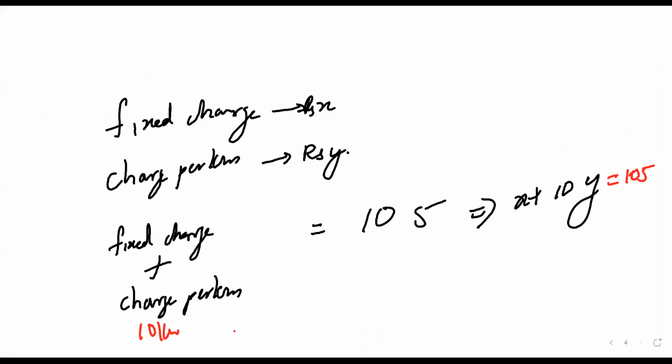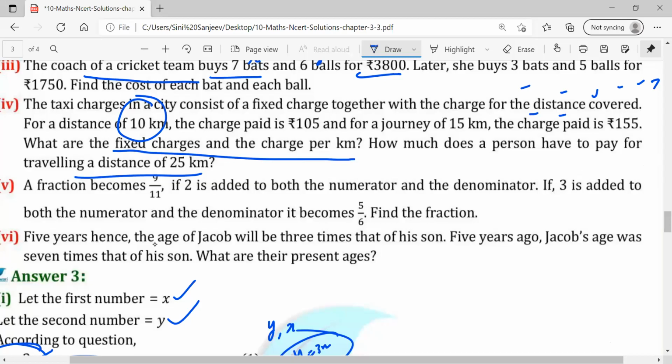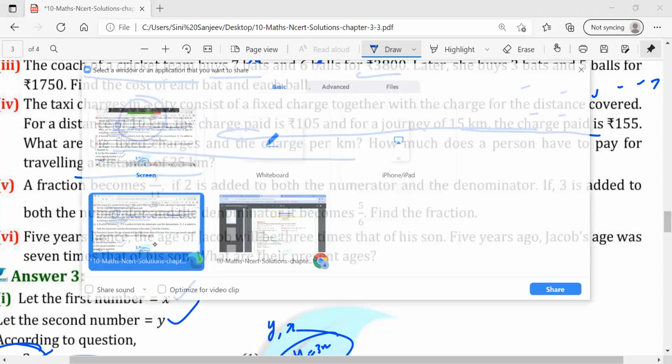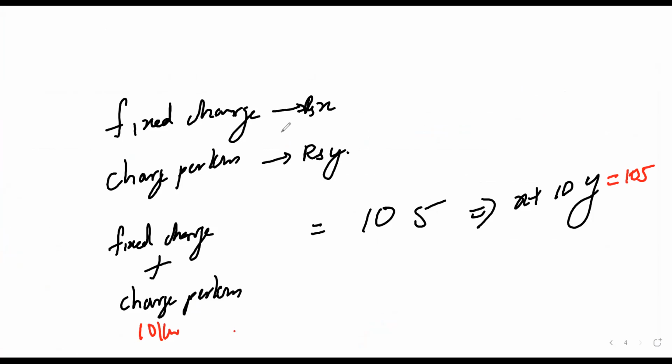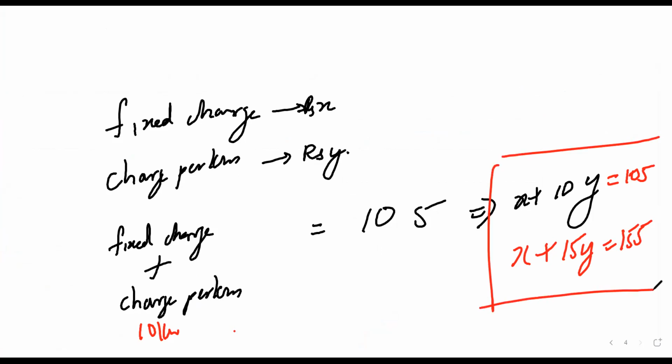Now is it clear for everyone? This equation? Very easy equation this is. X plus 10y is equal to 105. Similarly, the next one is journey of 15 kilometers, charge paid is 155 rupees. Same concept, same thing. Instead of 10 kilometers, it is 15 kilometers. So X plus 15y is equal to 155 rupees. If I solve this, I'll get the answer.